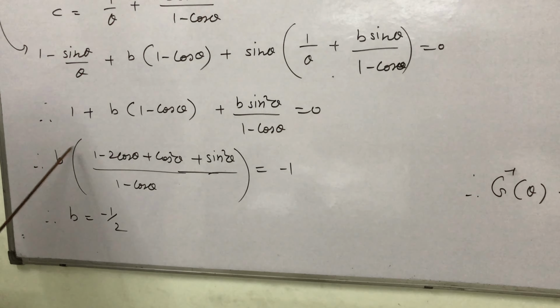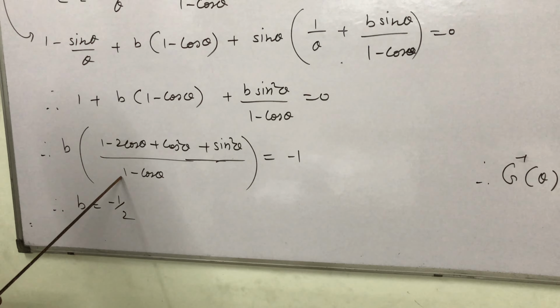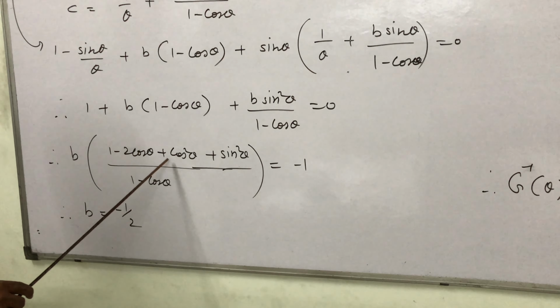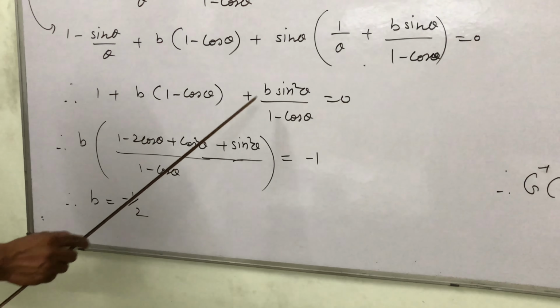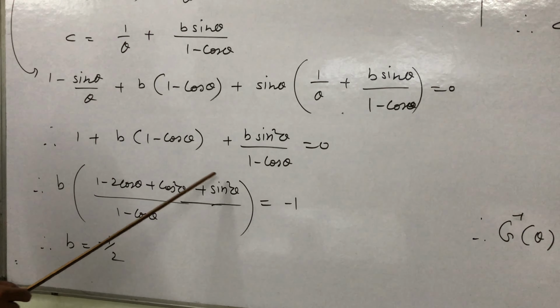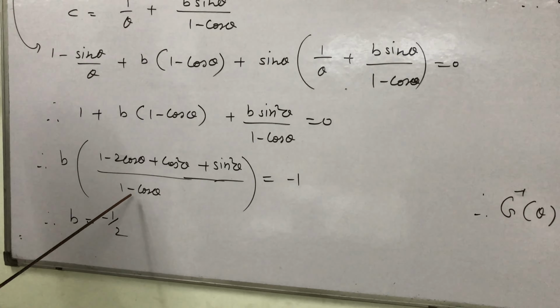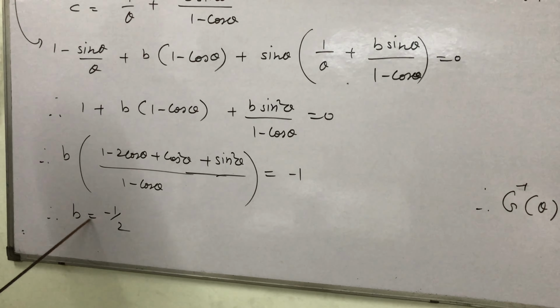So from these two terms taking out B, we get 1 minus cos theta LCM, 1 minus cos theta whole square. So 1 minus 2 cos theta plus cos square theta plus sin square theta equal to minus 1. But sin square plus cos square is 1. So 1 plus 1 is 2. 2 minus 2 cos theta. 1 minus cos theta cut out. So finally B is minus half.